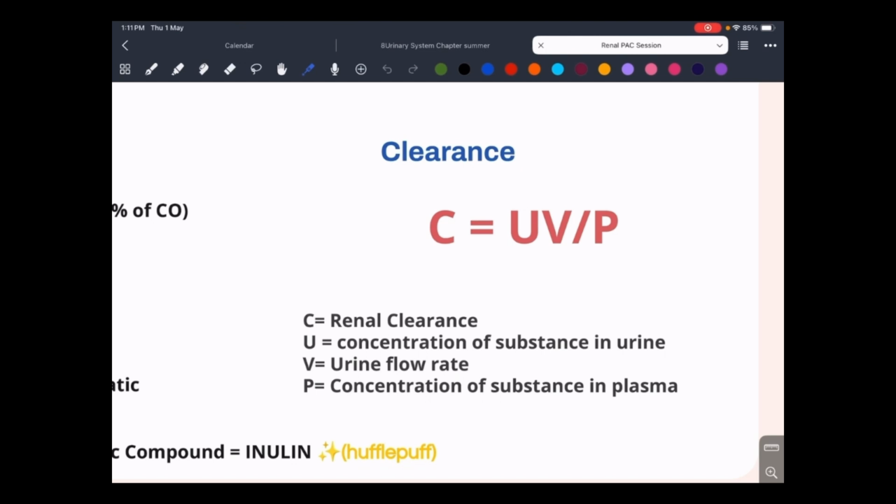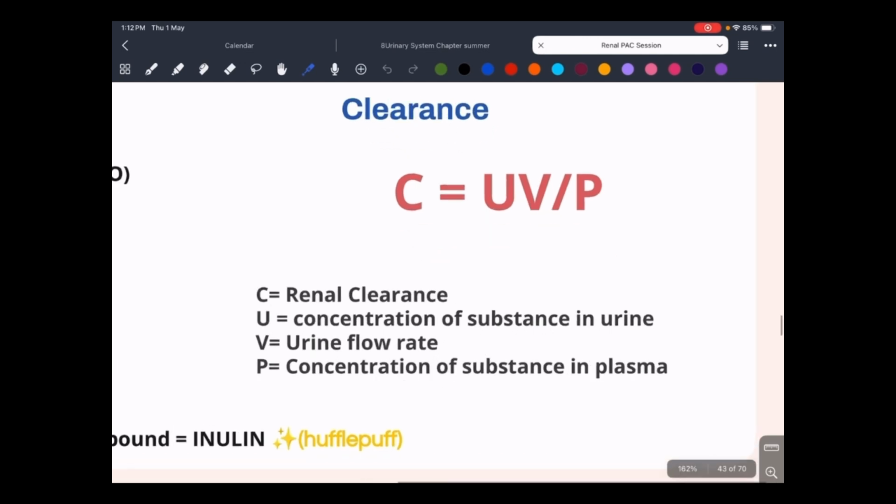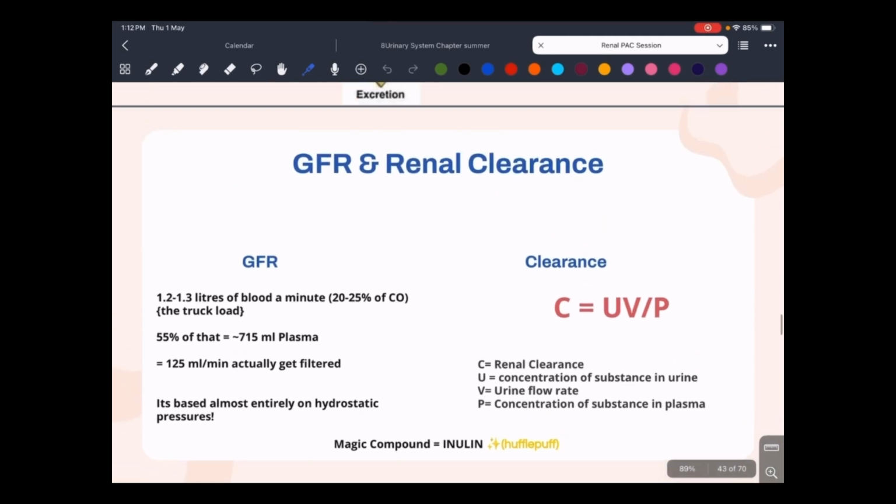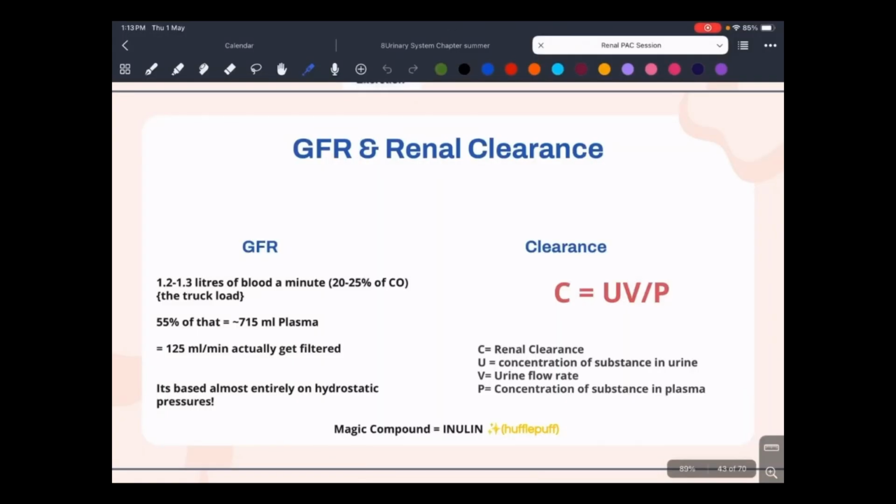This is telling us how well the nephron cleared something compared to how much was in the blood to begin with, which is why this formula has a bunch of variables that make sense. Look, U represents the concentration of substance in the urine, and P represents the concentration of substance in the plasma, and V is the urine flow rate. For me to know how well the nephron cleared something, I have to compare it with the amount that's in the plasma and the amount that has come out in the urine, and of course taking into account how fast I'm making urine, okay? And so that's basically what renal clearance is. All right, let us continue.